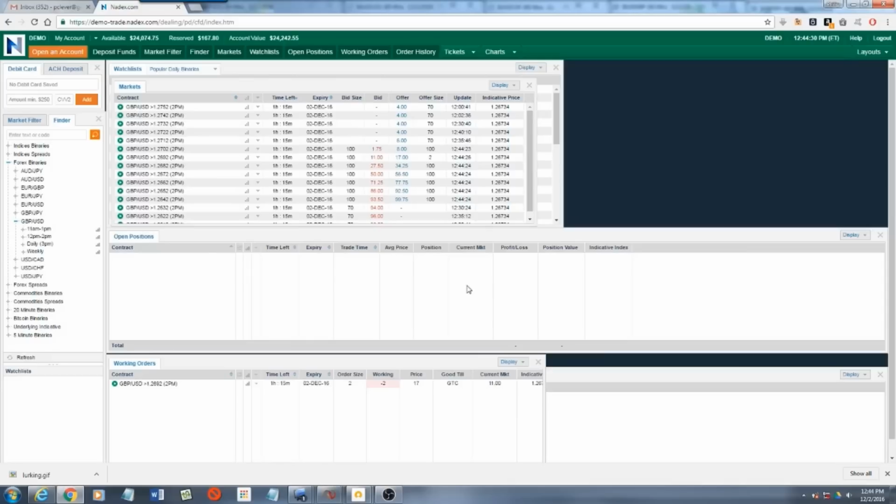You can see our offer there at 17. The bid is at 11. So as price increases, that bid should meet 17 and fill. So that's how you process the order, and you let it wait. Now sometimes they won't fill, and that's okay. That's part of the game. Sometimes they'll fill and they may go higher, and that's okay. That's part of the game too.